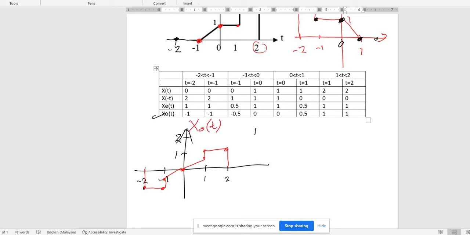For the x even, okay, for the x even, okay, we look at this one.